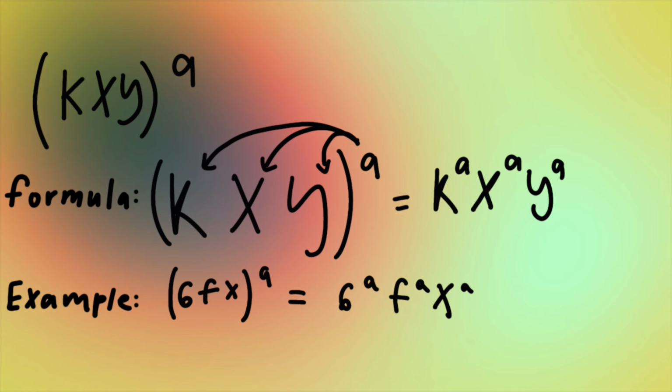Here's another example. In parentheses, 6fx, end parentheses, to the 8th power. For this, you would add the variable a to all of the numbers and get 6 to the a power times f to the a power times x to the a power.